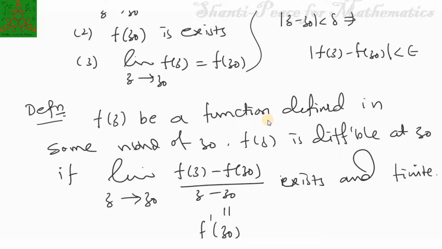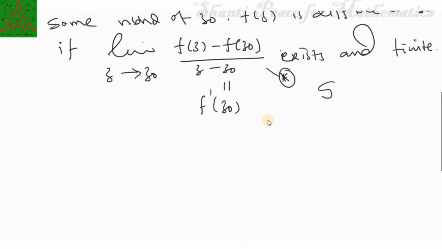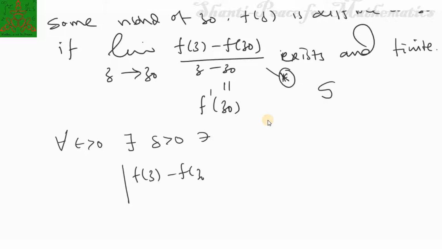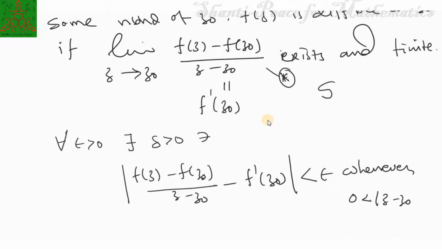Further, we say that the function is differentiable on the set S in the complex plane if it is differentiable at each point of that set. Now this limit star we can also write in terms of the epsilon delta definition: for every given epsilon greater than 0 there exists a delta greater than 0 such that mod of f of z minus f of z0 upon z minus z0 minus f dash of z0 is less than epsilon whenever 0 less than mod z minus z0 less than delta.